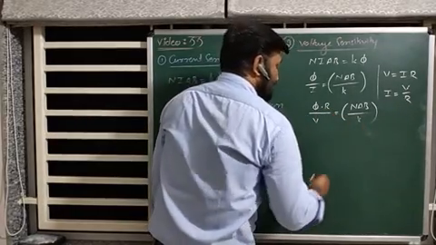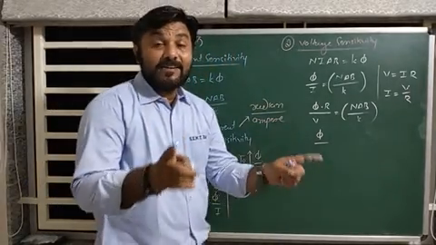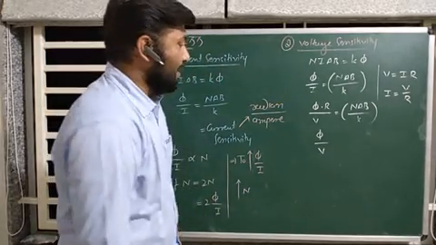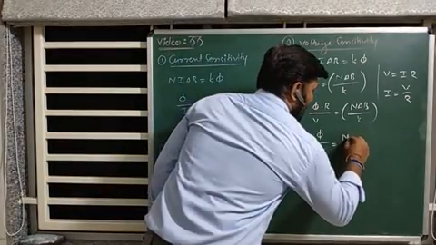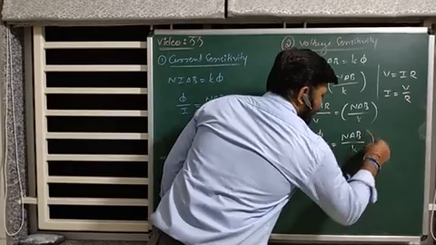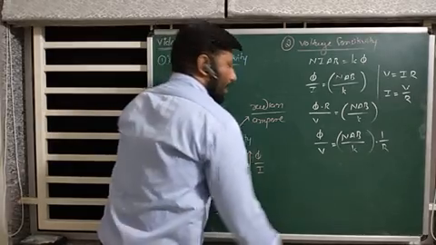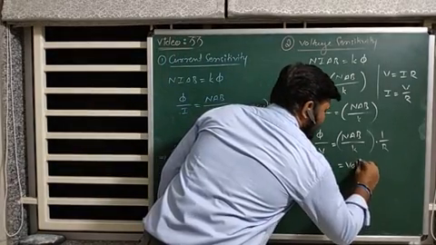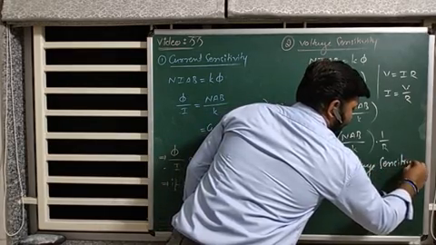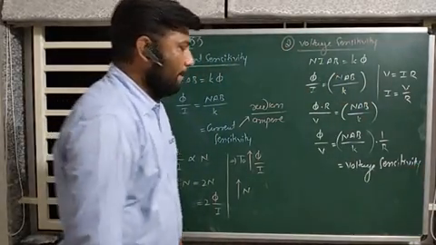Take R on this side. So we will have phi, that is deflection of a coil per unit electric potential, is equal to N A B upon K multiplied by 1 upon R. And it is known as voltage sensitivity. Clear?